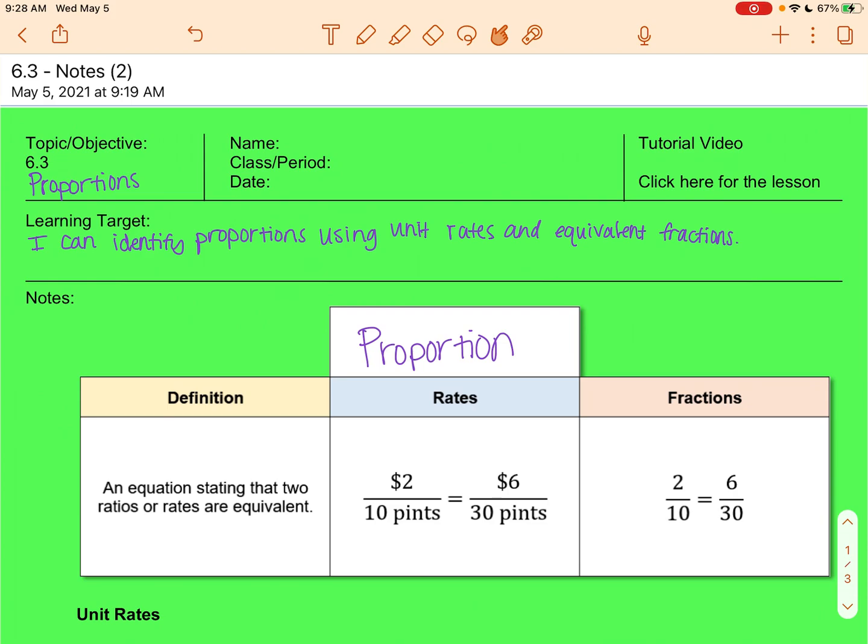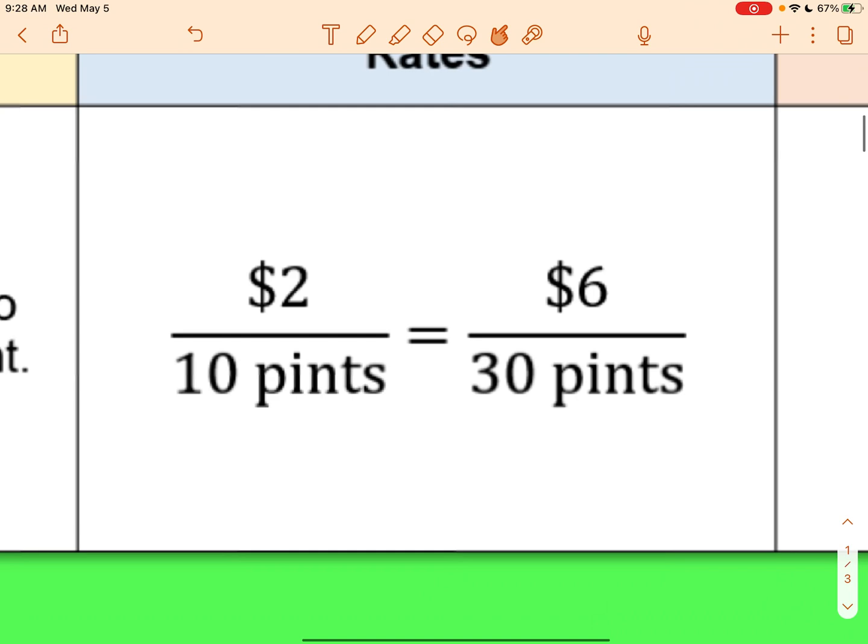Alright, so let's go ahead and get started. Our definition for a proportion is an equation stating that two ratios or rates are equivalent. So, starting with rates, we have $2 for 10 pints, and that is equivalent to $6 for 30 pints.